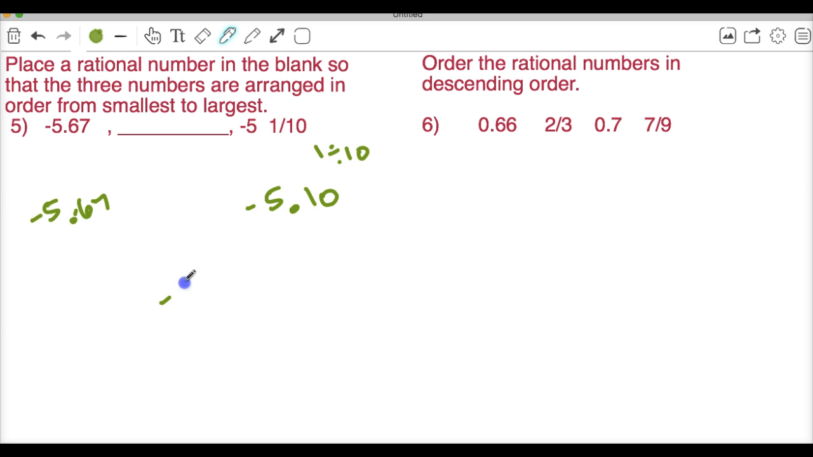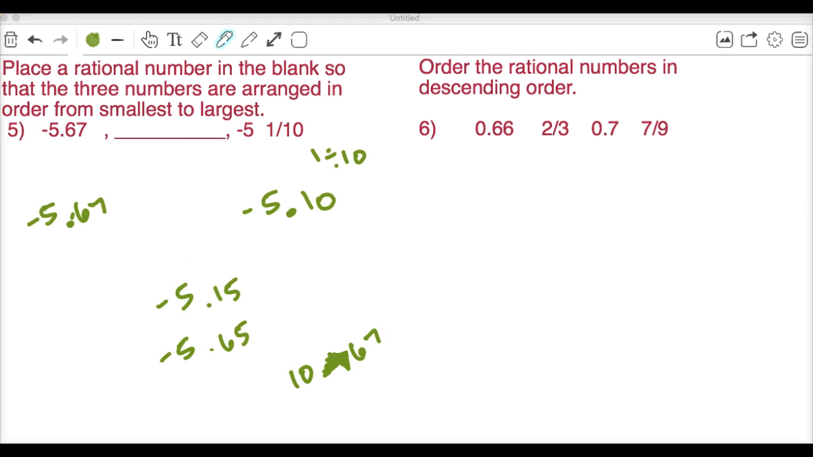So you could have 5.15 because 15 is in between 10 and 67. You could have 5 and 65/100. So anything between 10 and 67 on the decimal scale will work for you. So these are just a couple of the examples, and like I said, anything in between these two numbers will work, and of course they're negative. Don't forget that.